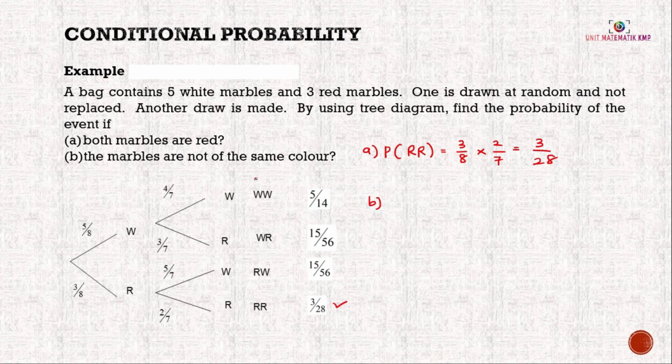Okay, soalan B. So the marbles are not of the same color. So kalau kita tengok dekat outcomes, sama ada kita akan ada white red ataupun red white. So P(WR), we need to plus with RW. So 15 over 56 plus 15 over 56. And then we can get 15 over 28.